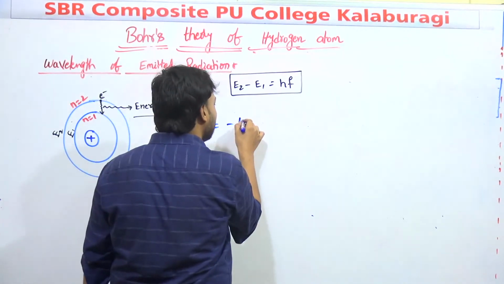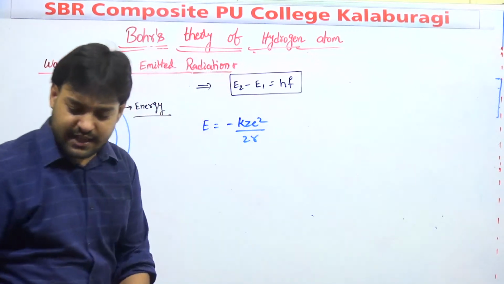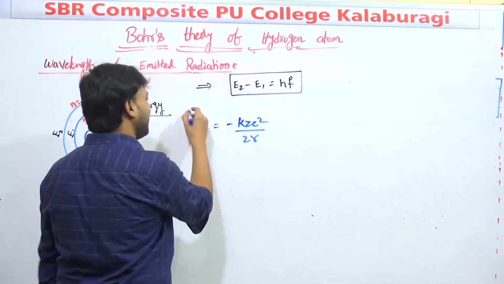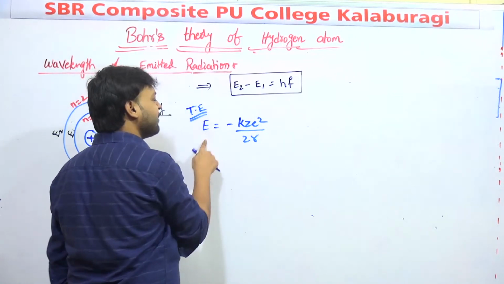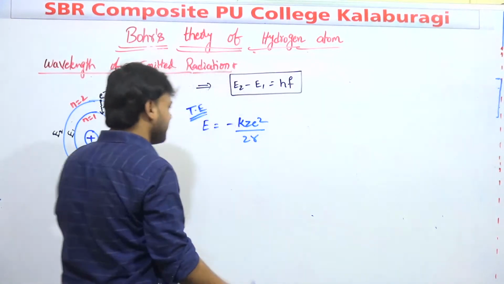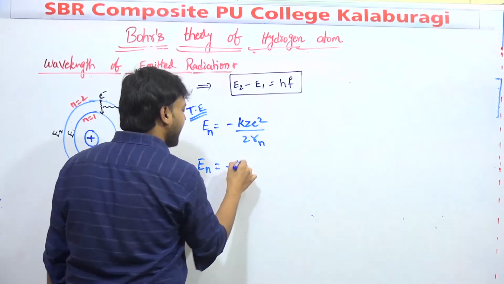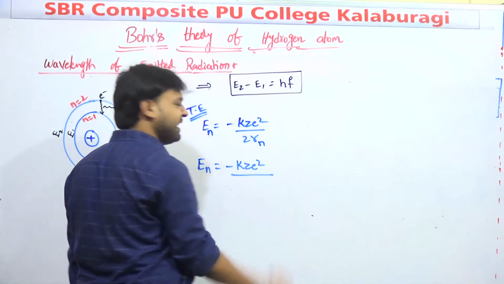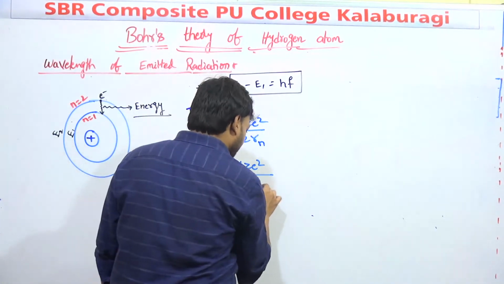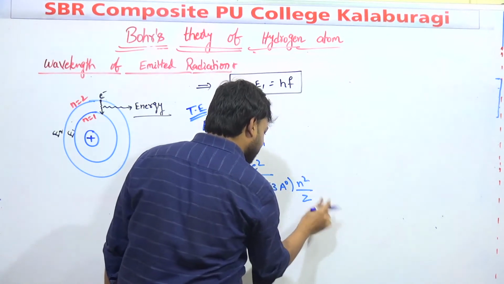What is kinetic energy? It is kZ square divided by 2r. Try to understand the things. So total energy is equal to minus kZ square divided by 2r. Now we know about r. Try to substitute here for the nth orbit. So En is equal to minus kZ square divided by 2 times Rn. What is Rn? That is 0.53 angstroms times n square divided by Z.